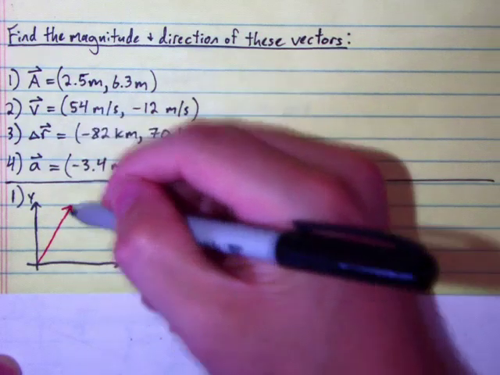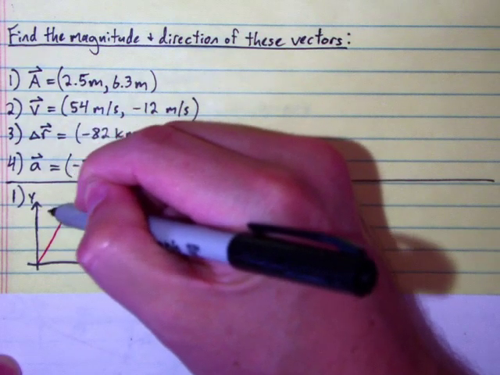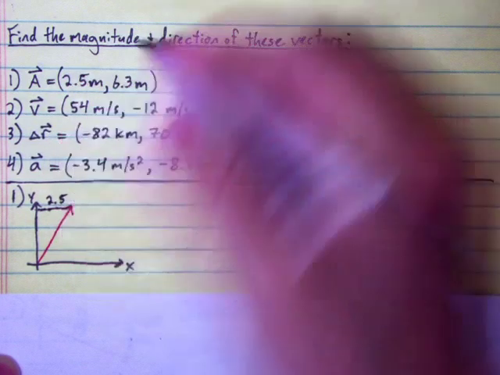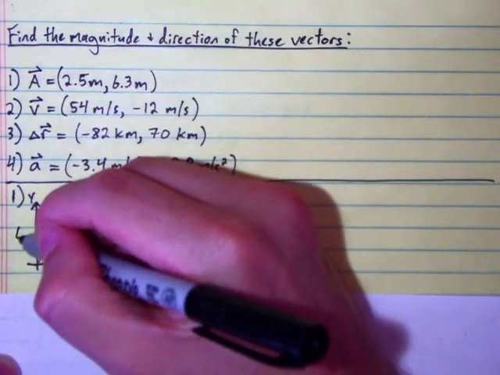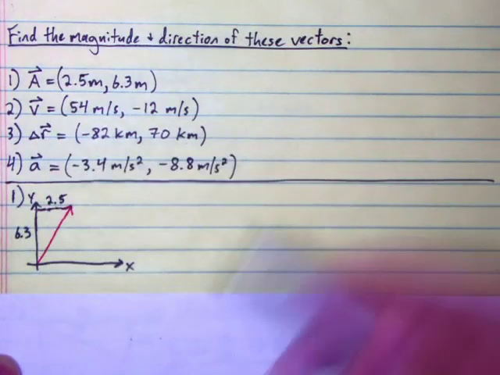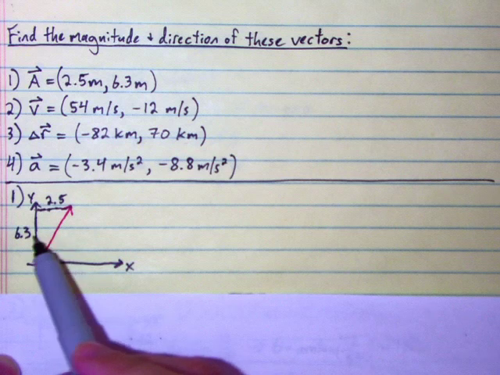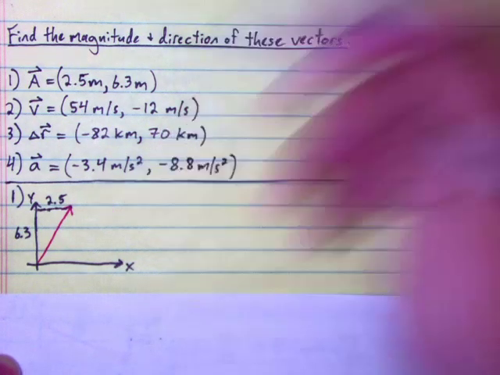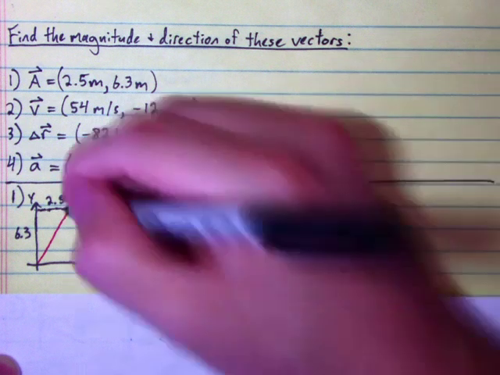2.5 this way, 2.5 in the x direction, and then 6.3 in the y direction. I know I'm going to be closer to the y-axis because this x component is smaller than the y component. All right, and that's A.